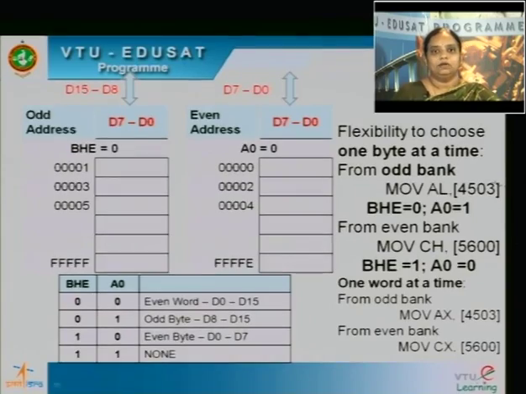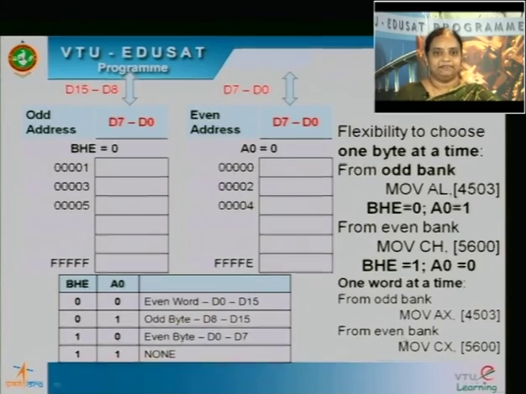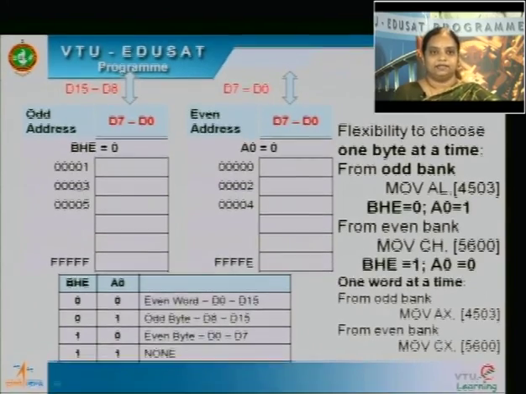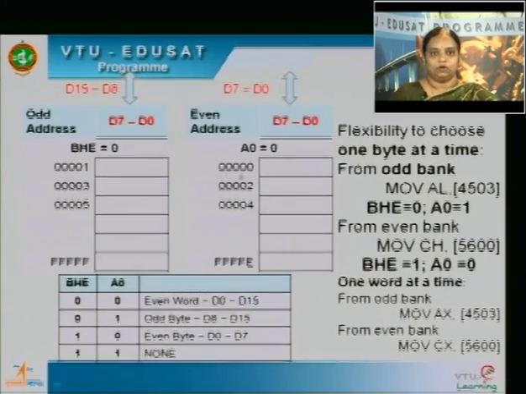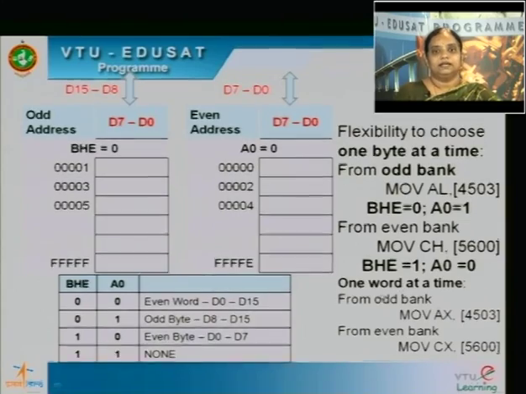I can read 1 byte at a time, and that 1 byte can be either from the odd or even. And if you have to read 1 word at a time, and if the word is stored at an even address, I can activate both BHE and A0 at once and read the word. But if the word is at an odd address, then what will happen?